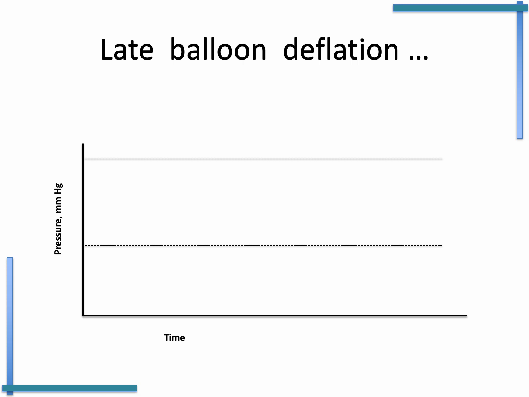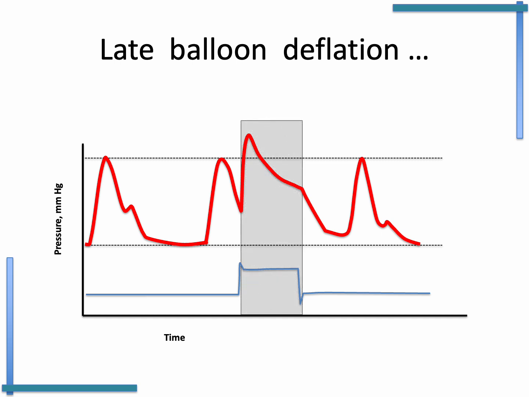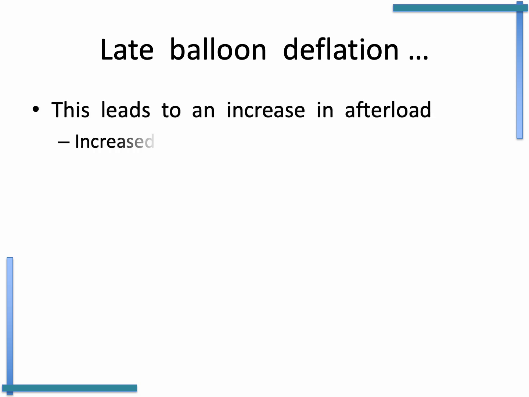That brings us then to the last abnormality of timing, which is late balloon deflation. And if we consider the impact of late balloon deflation on our graphic, we can see here we have this prolonged aortic plateau because the balloon stays up for an extended period of time. And we can see now that the end diastolic pressure is raised prior to the next beat. And that increase in the aortic end diastolic pressure leads to a direct increase in afterload and an increase in oxygen consumption. And that's a problem.